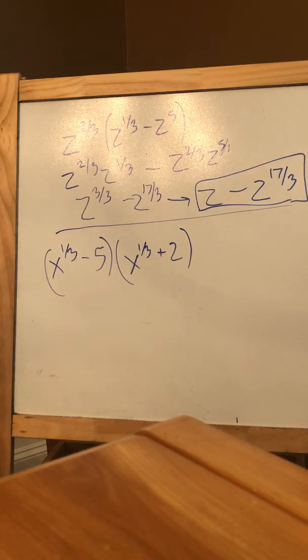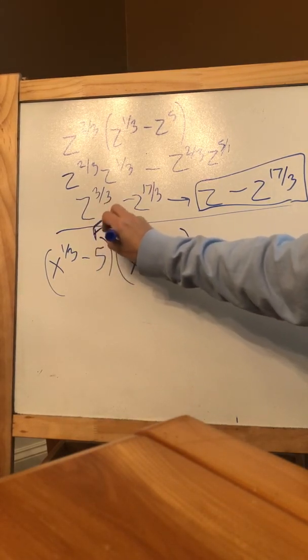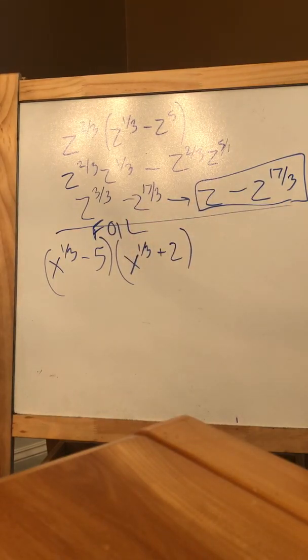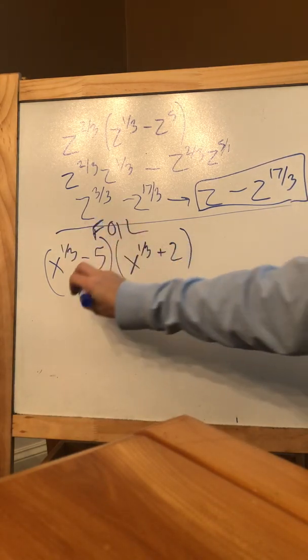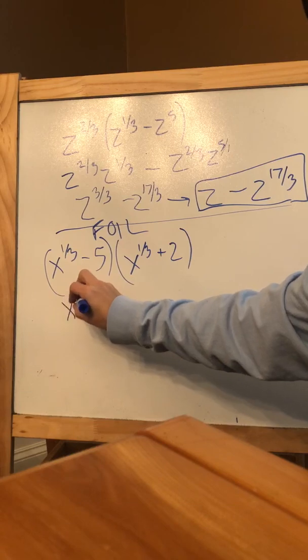All right, so to me, this looks an awful lot like foiling, don't you think? Remember that good old foil? First, outside, inside, last. All right, so let's do that. Did I write all of this correctly? Yes, I did. Okay, so what is x to the 1/3 times x to the 1/3? So we're multiplying these, we're just adding those exponents. So we have x to the 2/3.